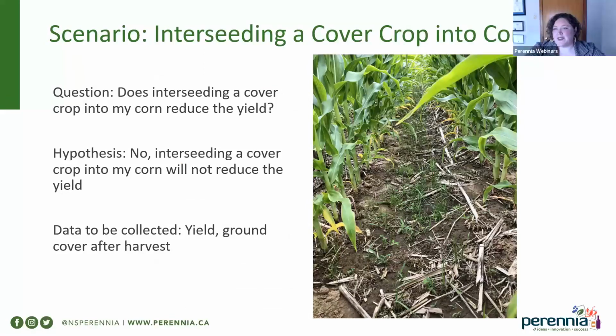Yeah, so I'm going to take over here for a little bit and talk about my fictitious scenario, which is interseeding a cover crop into corn. So I'm interested in trying this, and my big question is, is it going to reduce my yield? Because obviously that's something that I don't want. I can see the long-term benefits of the practice, but I want to be able to do it in a way that I'm not reducing my yield. So my hypothesis is that no, interseeding a cover crop into my corn is not going to reduce the yield.